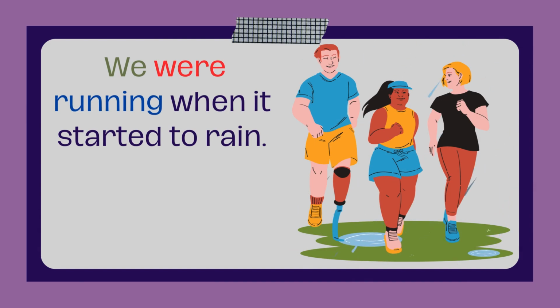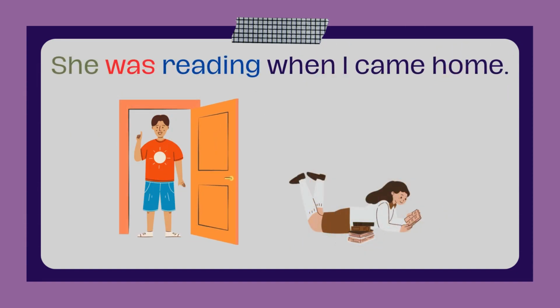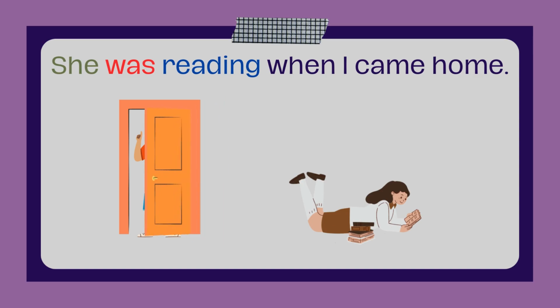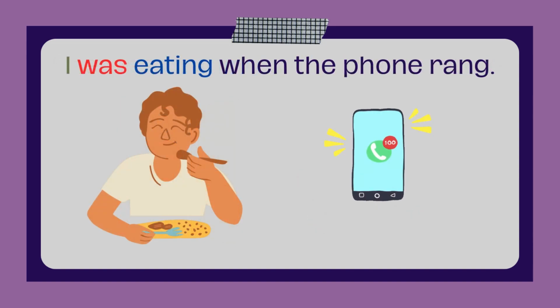Going back to our other past continuous sentence, we were running, if we add the past simple sentence to it, when it started to rain, we have we were running when it started to rain. Or if we go back to our first sentence, she was reading, we can add past simple to that to make she was reading when I came home. Here's one more example. I was eating when the phone rang.